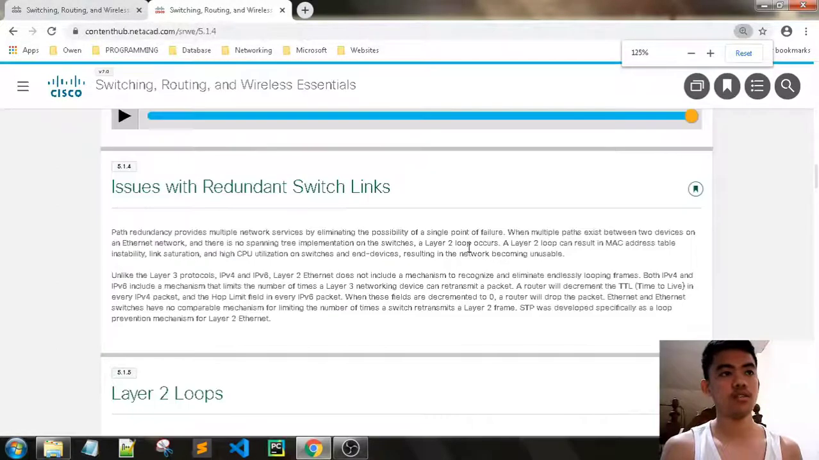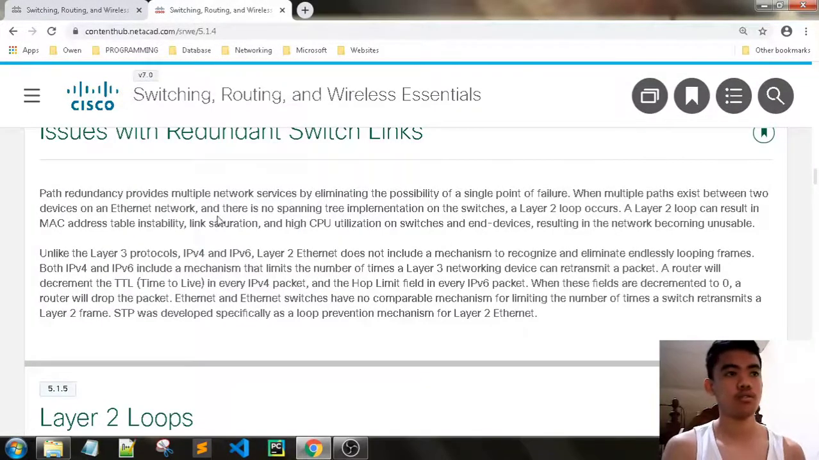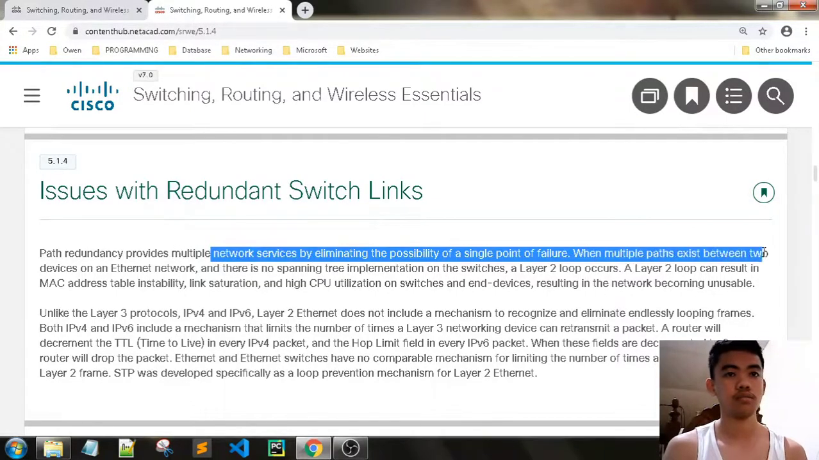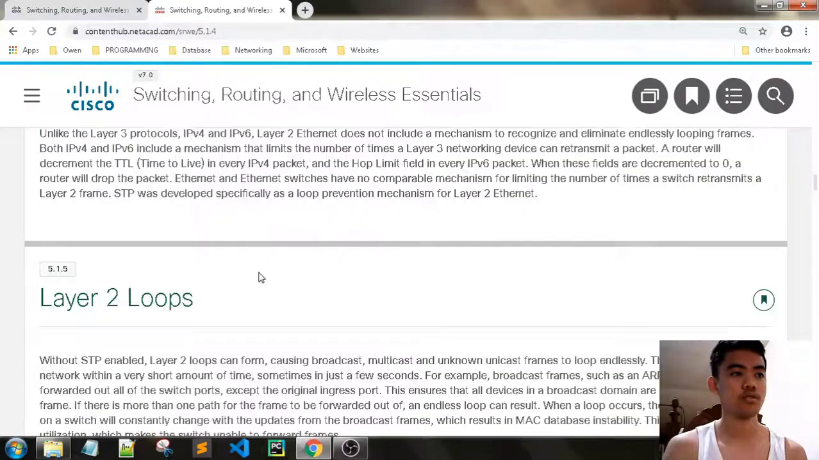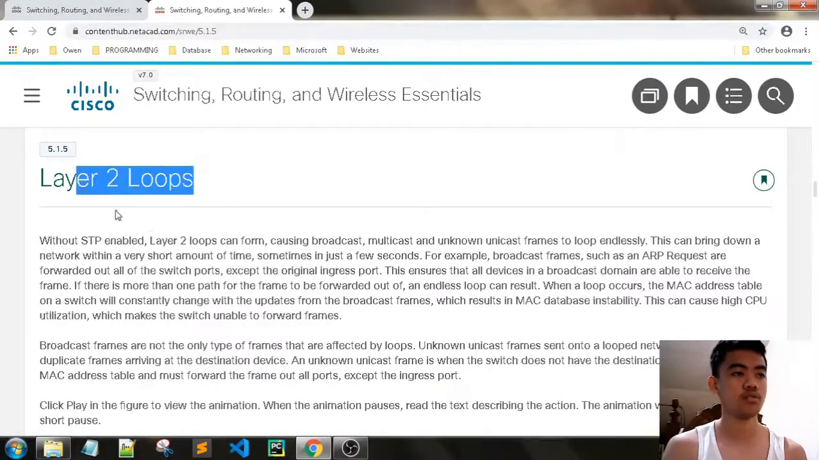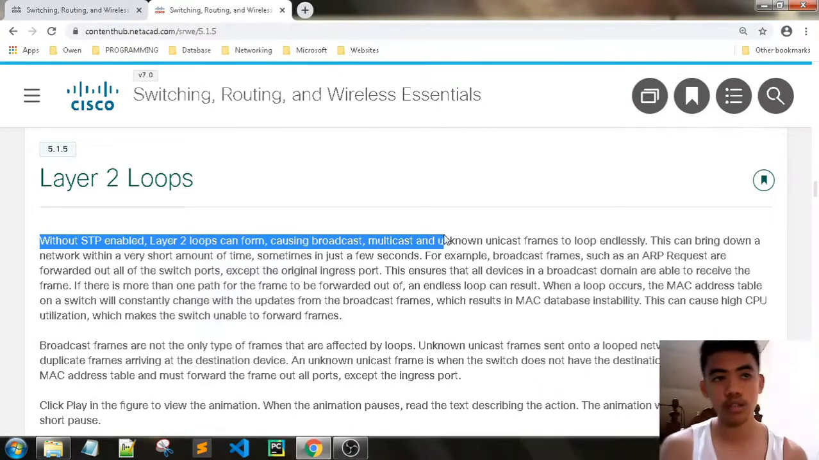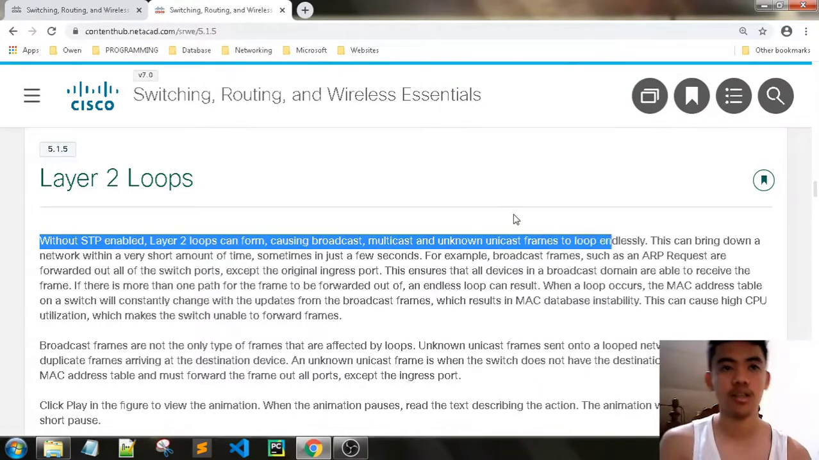I have here the issues with redundant switch links. The issue with redundant switch links is a loop. A layer 2 loop can occur. Without STP enabled, layer 2 loops can form, causing broadcast, multicast and unknown unicast frames to loop endlessly.